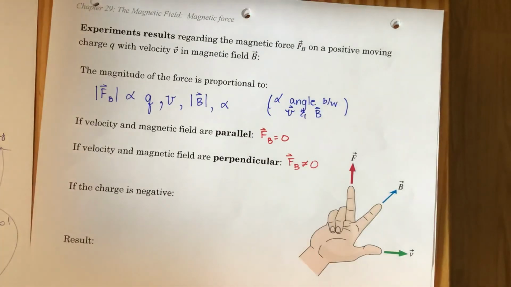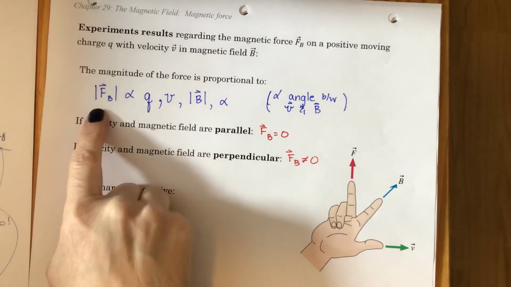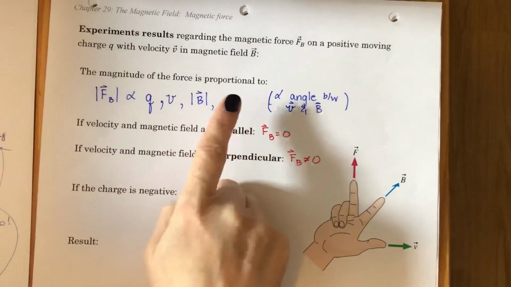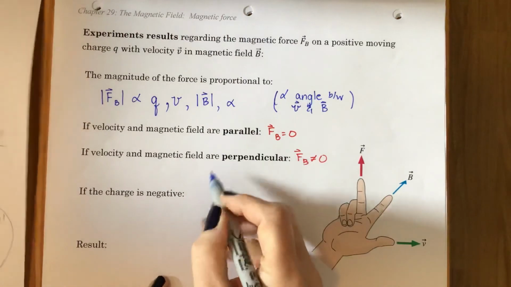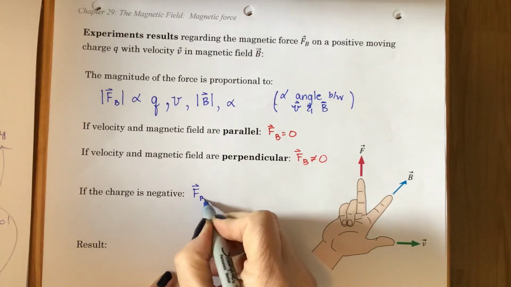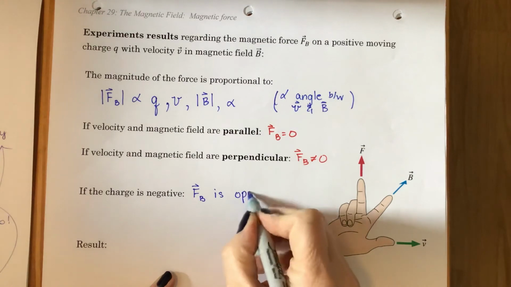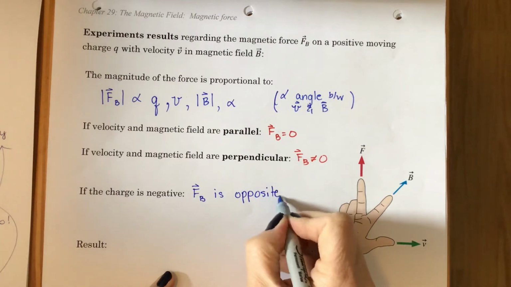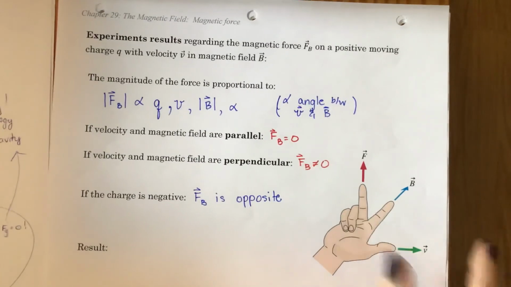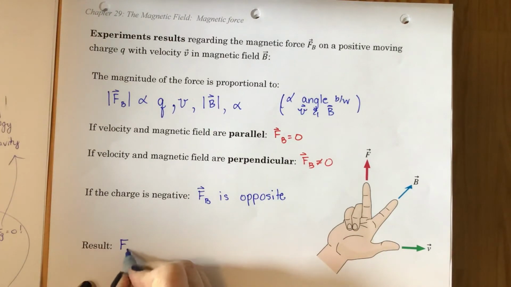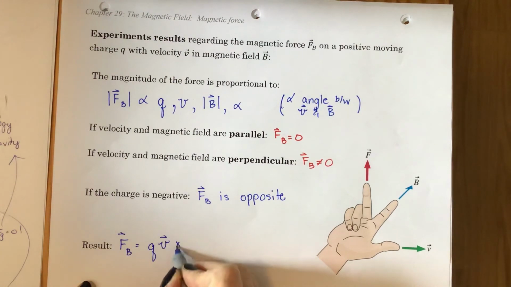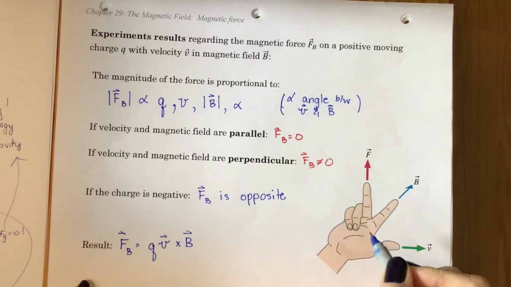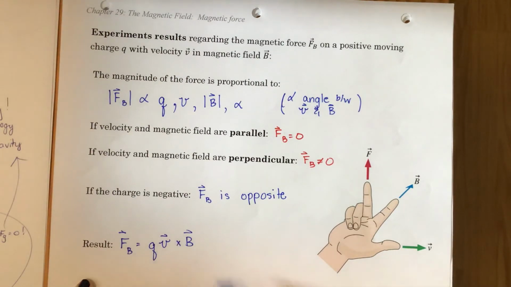So we know that the magnitude of the force is proportional to charge, speed, magnetic field, and the angle between the two. We also know that if the charge is negative, then the direction of the magnetic force is opposite, so it flips over. So we can summarize this result by saying the magnetic force is QV cross B. So it's the cross product, or the vector product, between velocity and magnetic field multiplied by the charge. That's if you want to do the cross product. You can also use magnitude and right-hand rule.